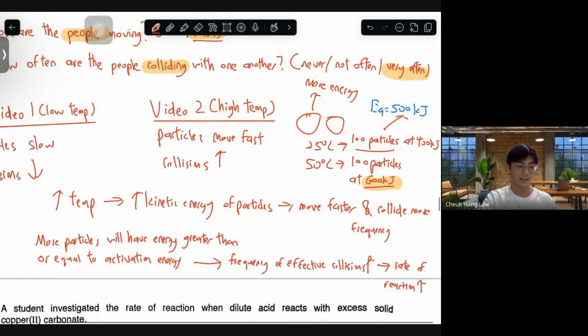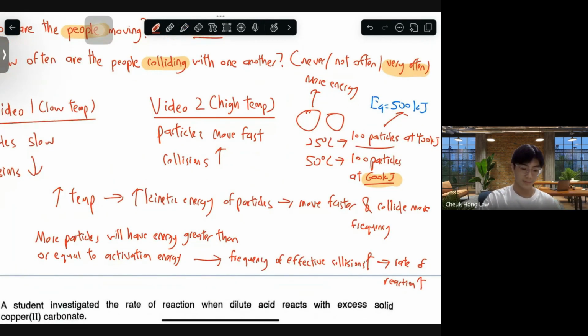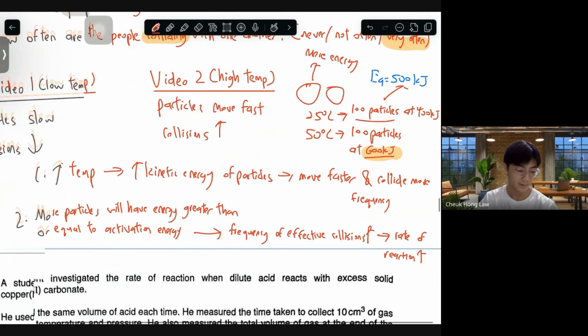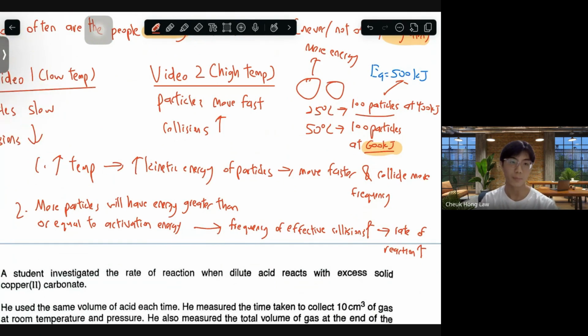So that is the second reason. The first reason is they move faster, so they collide more. The second reason is there will be more particles meeting the activation energy, so they will have energy equal to or greater than the activation energy. So you have to state both reasons.